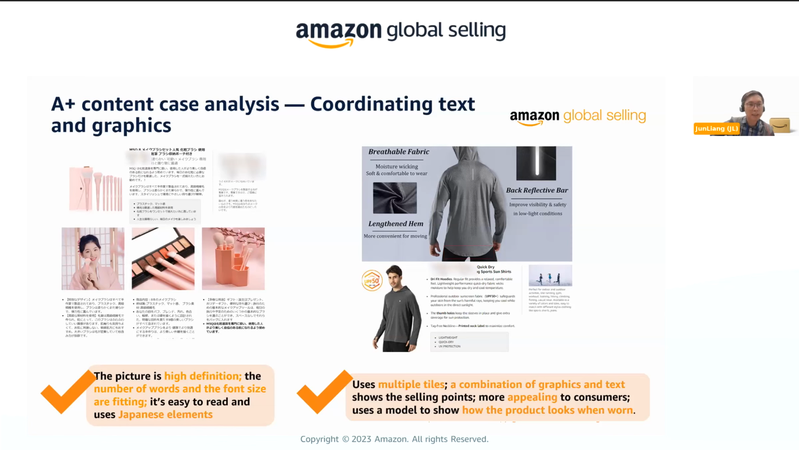Some of the good points we see is that the picture is high definition. I know this is subjective, I can't really tell whether it's really high definition, but this is what we see. You do have a good mix of words. The text is not on the image, but rather below the image itself. And on the right side, there's a good use of the combination of graphic and text. Honestly, if you look at it, it does look a little bit more appealing compared to the previous example, right?